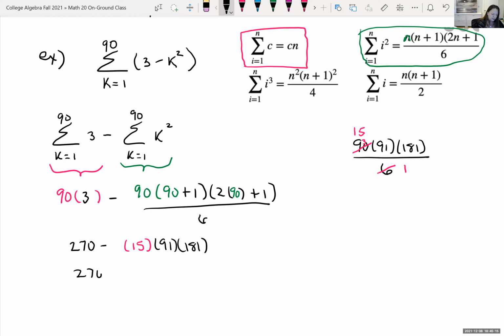Order of operations, multiplication comes before any addition or subtraction. So let's figure out what 15 times 91 times 181 is. That gives us 247,065. We're subtracting that from 270. So our answer is going to be negative. If we summed those 90 terms, we would have negative 246,795.